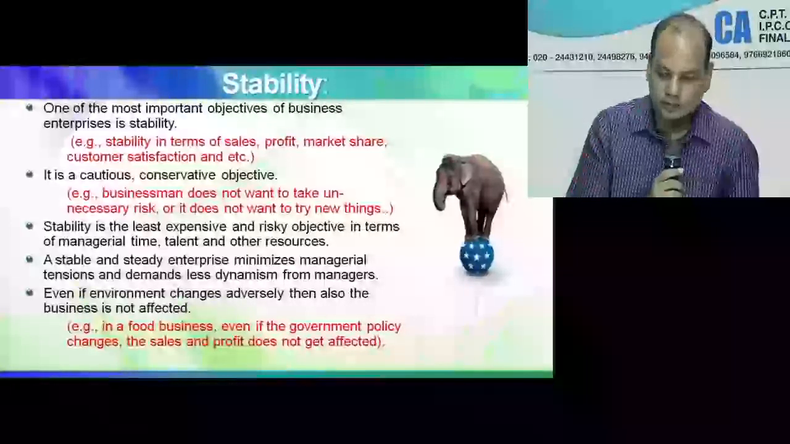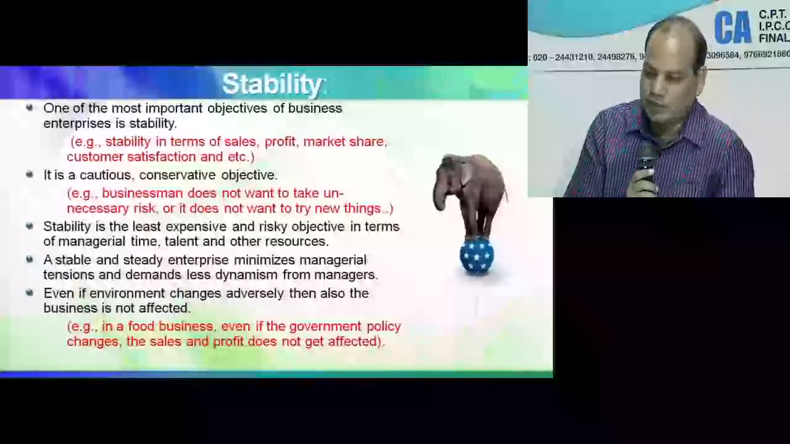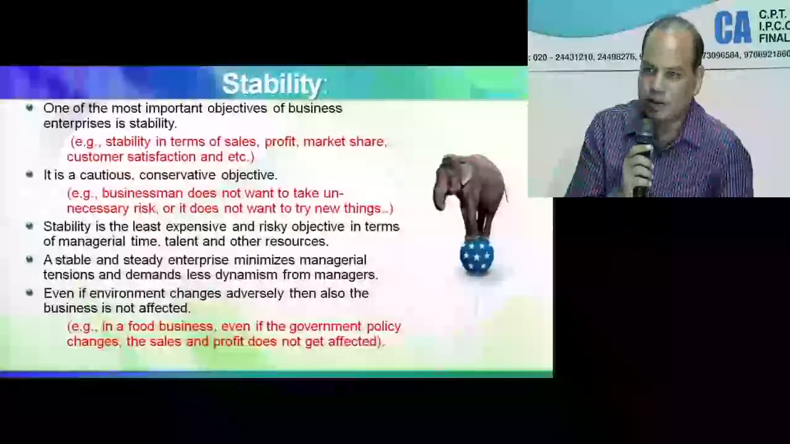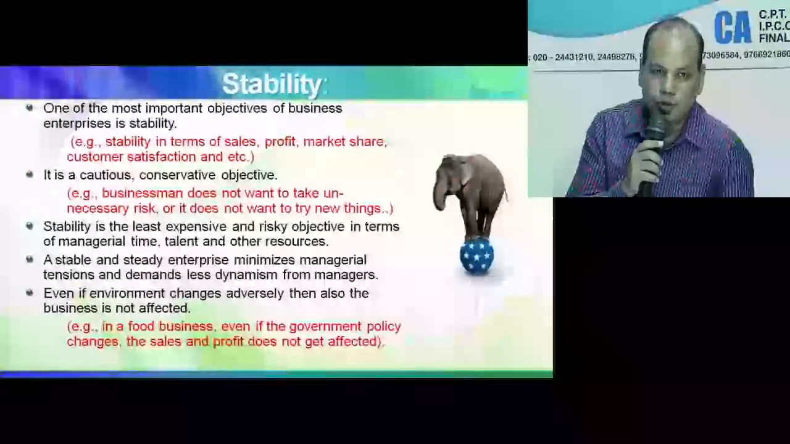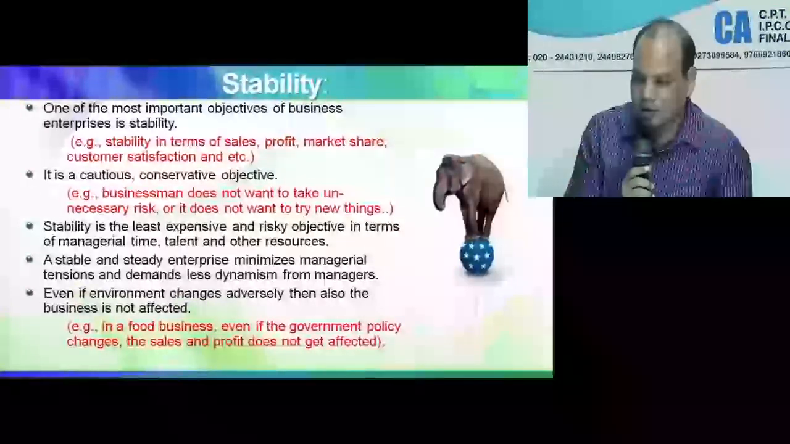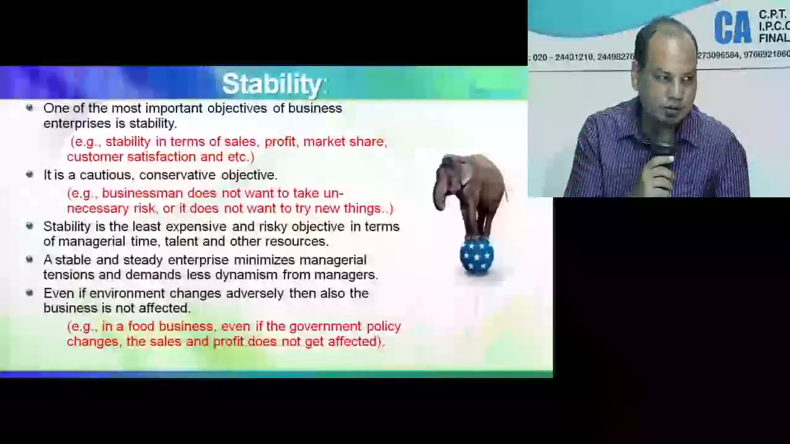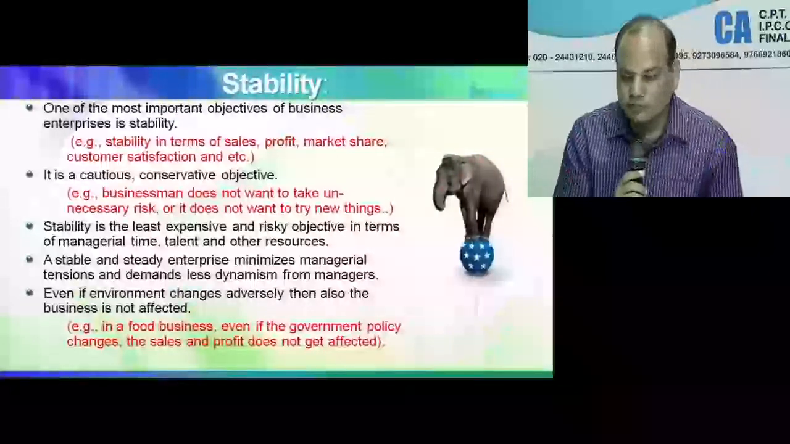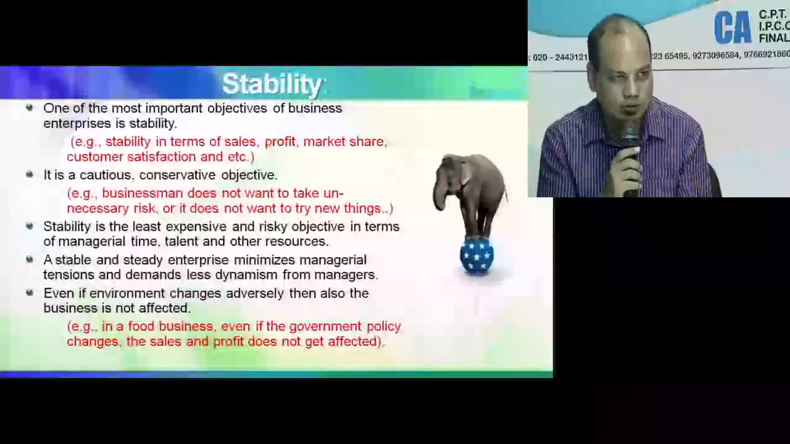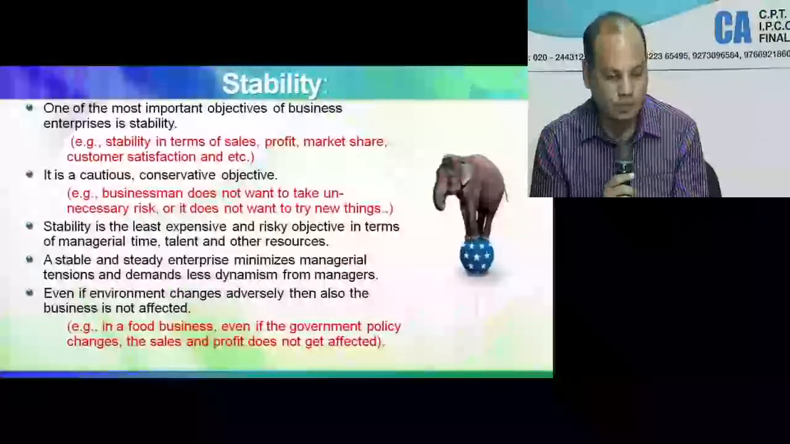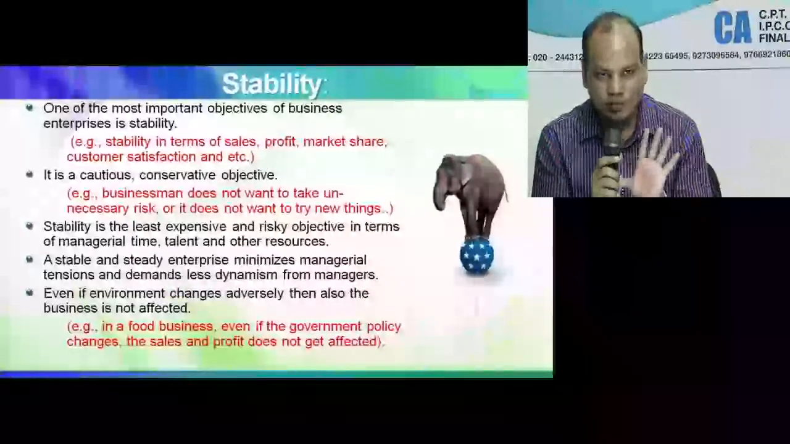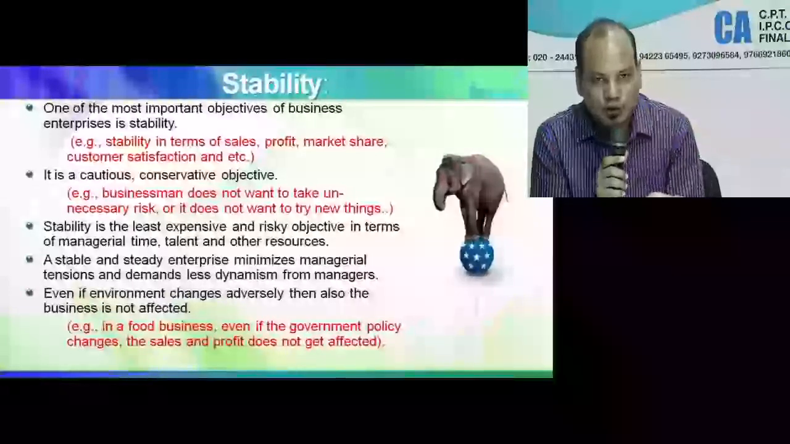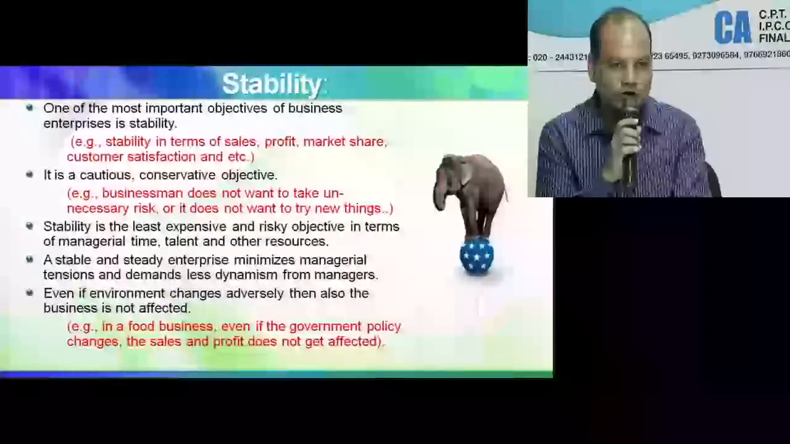Is it right? So one of the other important objectives of a business enterprise is stability. So what do you mean by stability? Stability means in terms of sales, in terms of profit, in terms of market share, in terms of customer satisfaction, and so on. Is it right? For different businessmen, stability can mean different things. Like for a mobile phone company, they will say stability in terms of our customer base. Is it right? Our customer base should not reduce. Our customer should not shift to some other mobile phone service. Is it right?